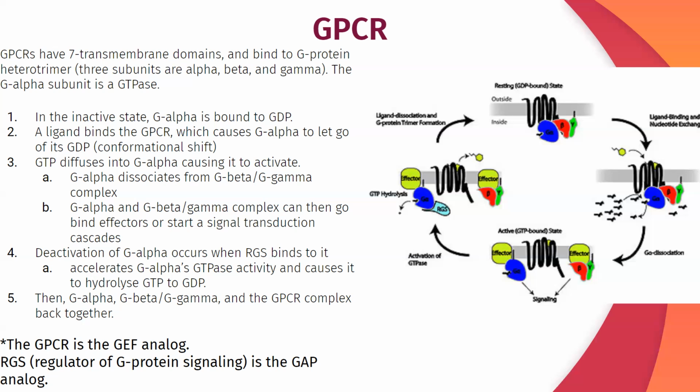And so this is just like a large walkthrough of the pathway first. Ligand is going to bind to GPCR, which then leads G alpha to diffuse away from GDP. And so the GTP is then able to diffuse into the G alpha, activating it. And so once active, the G alpha is going to dissociate from G beta, G gamma, which remains as a beta gamma dimer. And so that complex will then bind effectors to start a signal transduction pathway. So that's what happens down here.